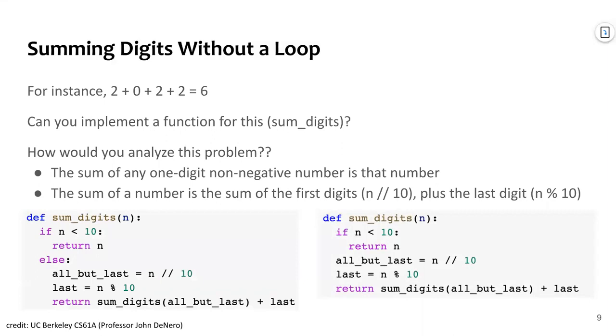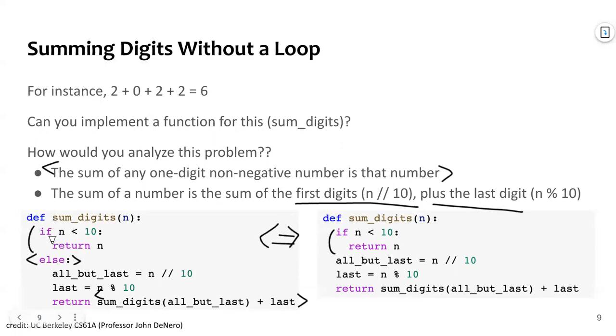So one question is, why can we remove the else keyword? Let's talk about here. I told you that the sum of any one-digit non-negative number is just that number. So that is our base case right here. And the sum of a number is the sum of the first k-1 digits plus the last digit. So that's what comes here. And the difference between these two implementations is just removing this else keyword.